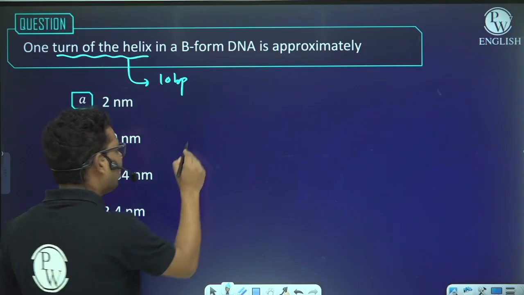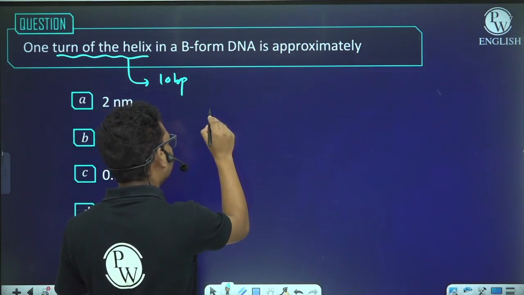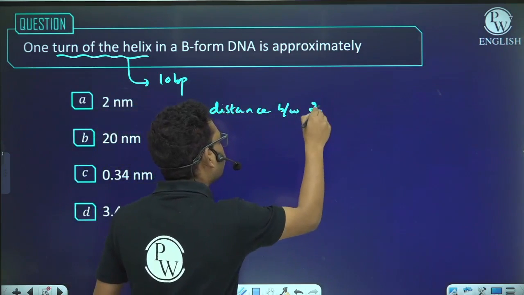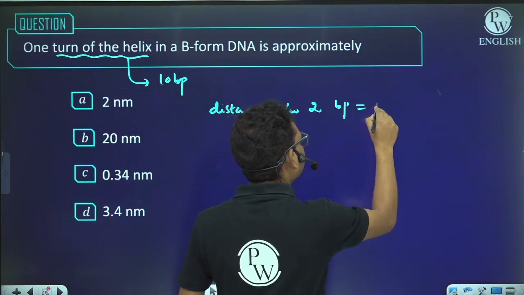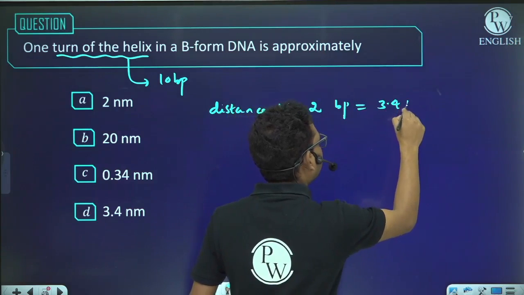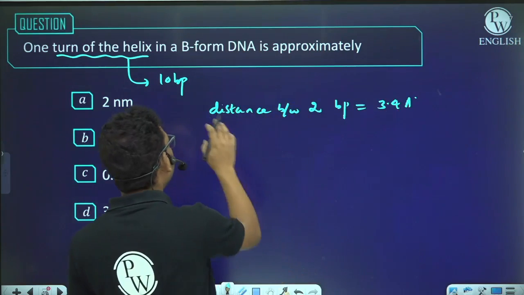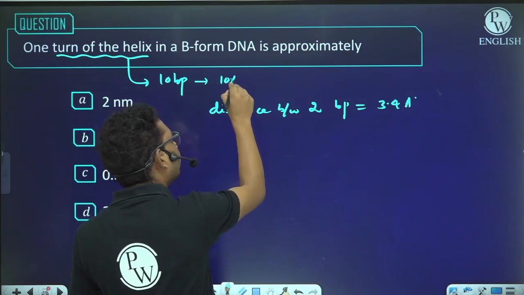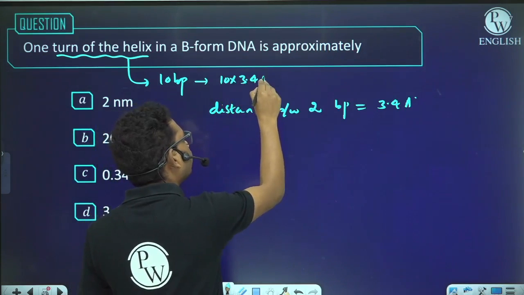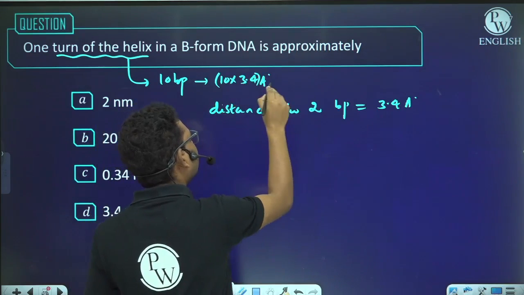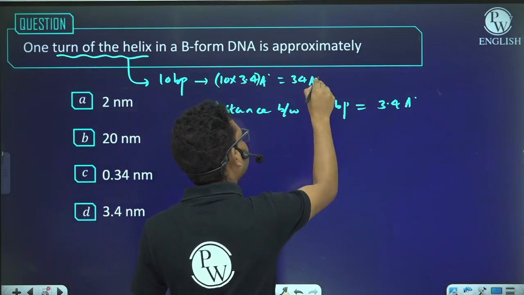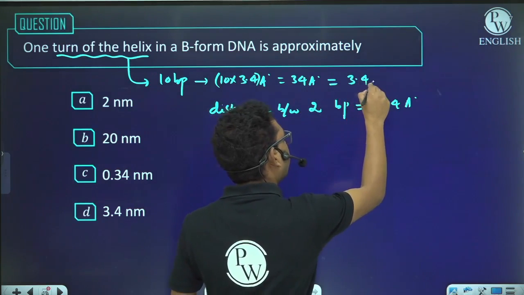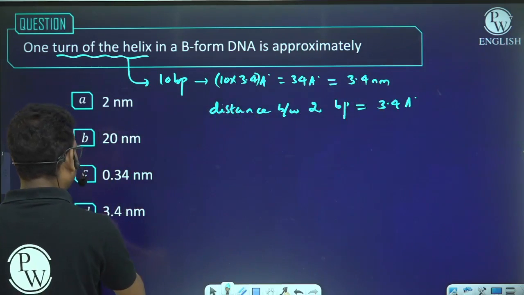It contains 10 base pairs, and the distance between two base pairs is 3.4 angstrom. And because we have 10 base pairs, the total length will be 10 into 3.4 angstrom. So the answer will be what? 34 angstrom. And this 34 angstrom, when it is converted into nanometer, will be 3.4 nanometer. So the answer will be 3.4 nanometer.